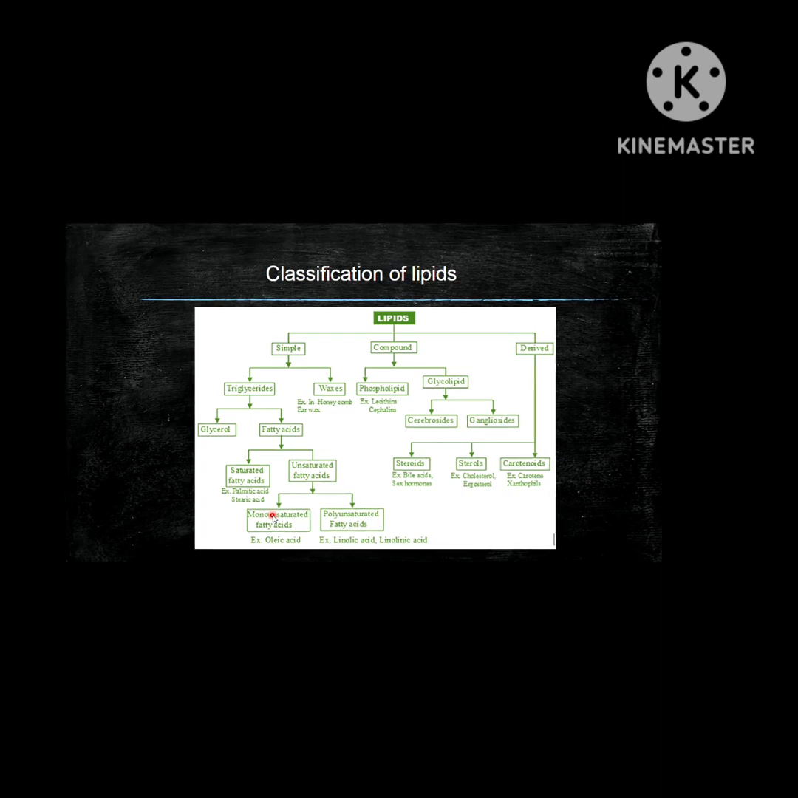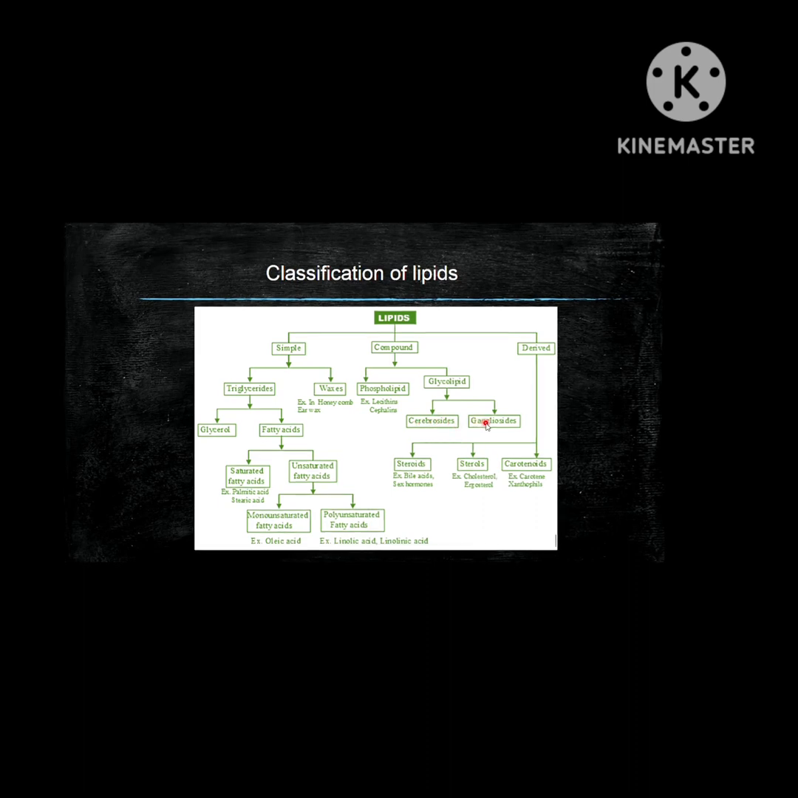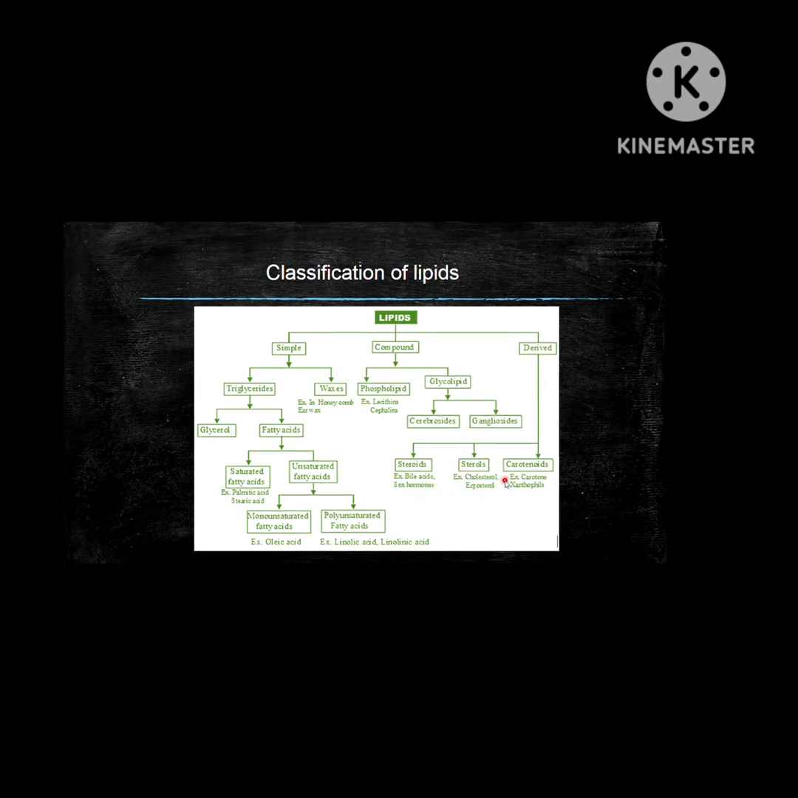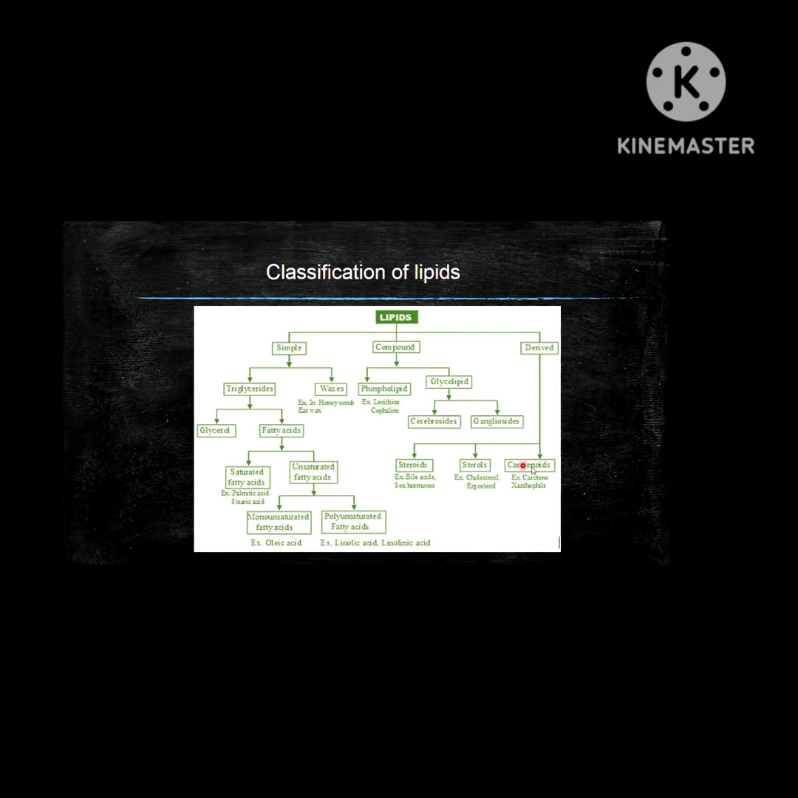Now, the examples of phospholipids are lecithins and cephalins, we will discuss these one by one in next classes. And glycolipids, I told you last time, include cerebrosides and gangliosides. In derived lipids, you have steroids, bile acids, sex hormones. Under sterols, you have cholesterol, ergosterol, and other carotenoids, or we can say chromolipids. These carotenoids are color containing pigments like carotenes and xanthophylls.